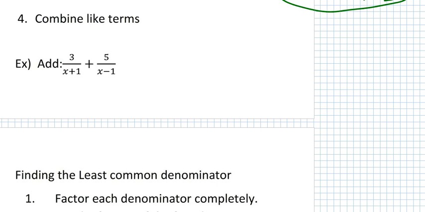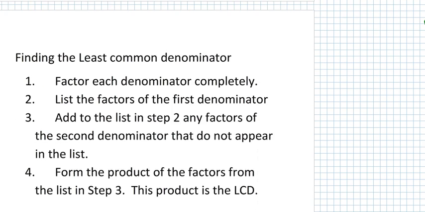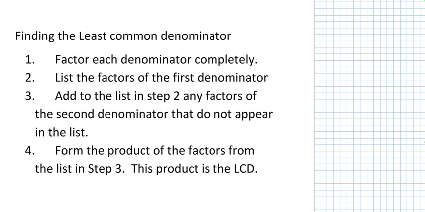I'm not going to do the next one, 3 over x plus 1 and 5 over x minus 1. We'll skip ahead to finding the least common denominator, how you would do it if there was not a common denominator. And here are the steps.